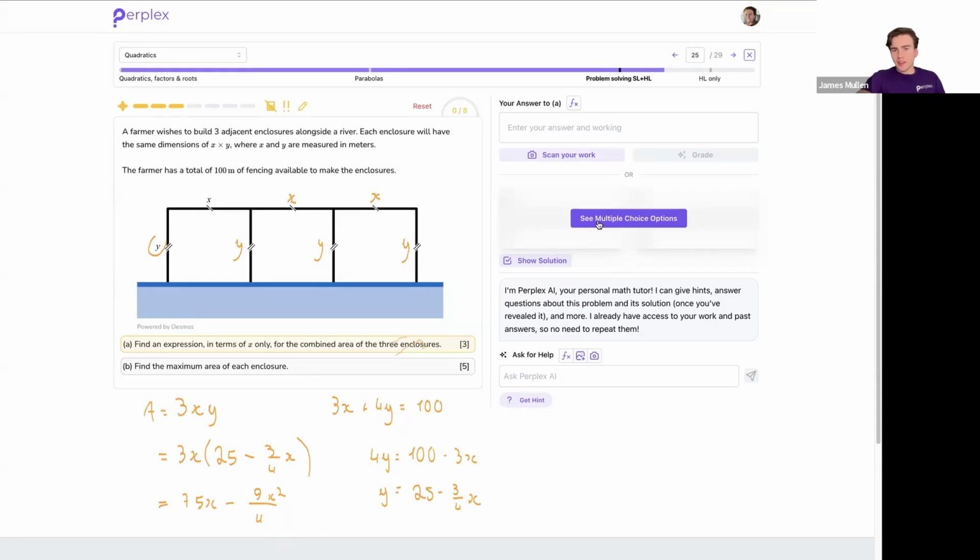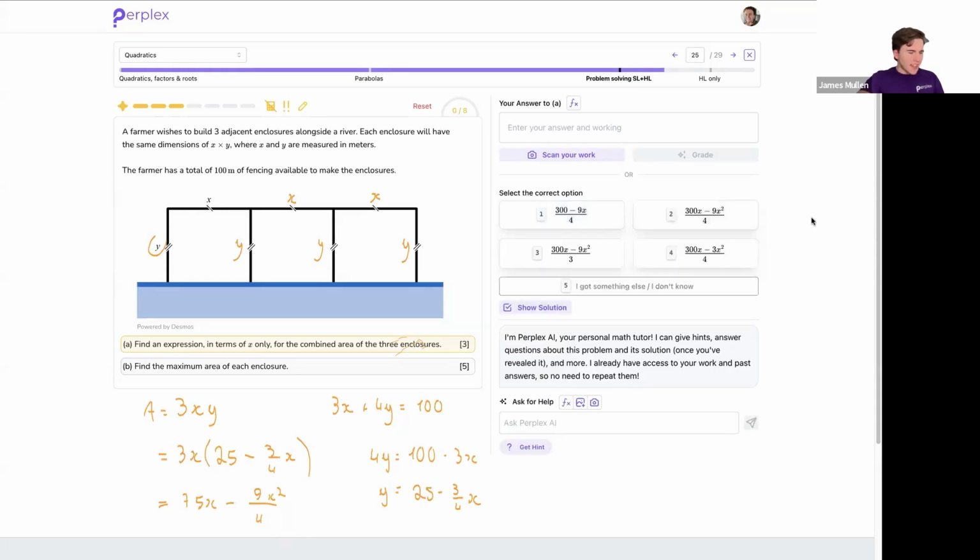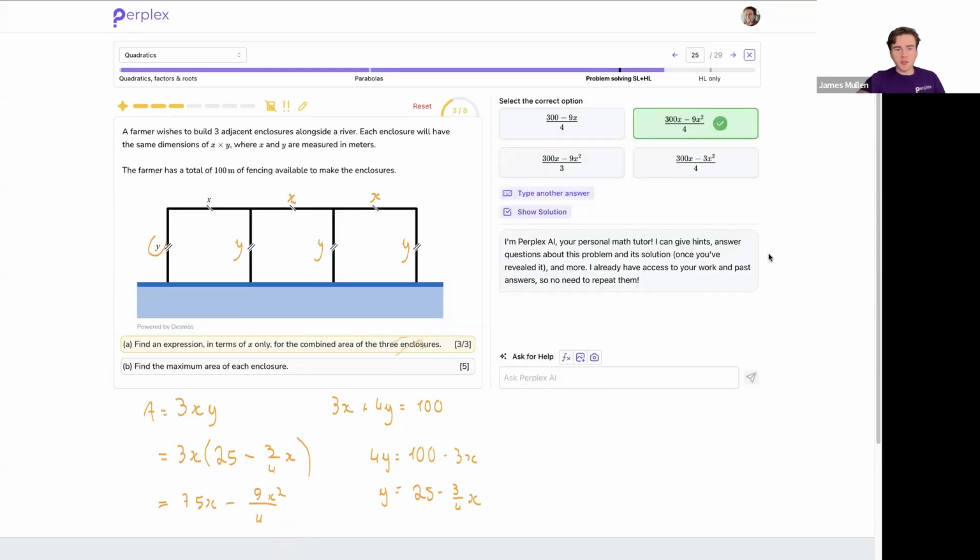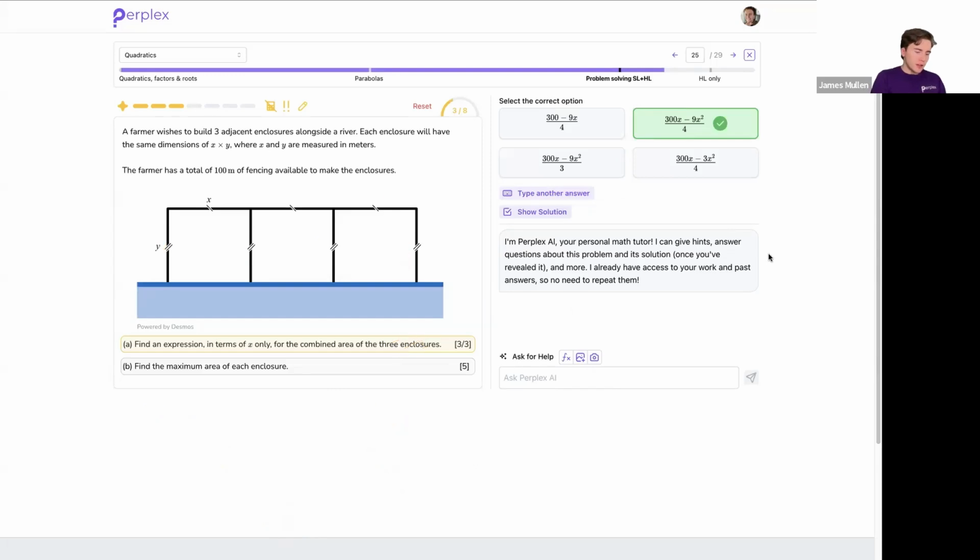Okay, checking the multiple choice answer. It's not exactly in the same form as what we had. The only difference is that everything is over one common denominator. If I put 75x over denominator 4, that's going to be 300x. So (300x minus 9x squared) over 4 is the answer to part A. Okay, moving on to part B.